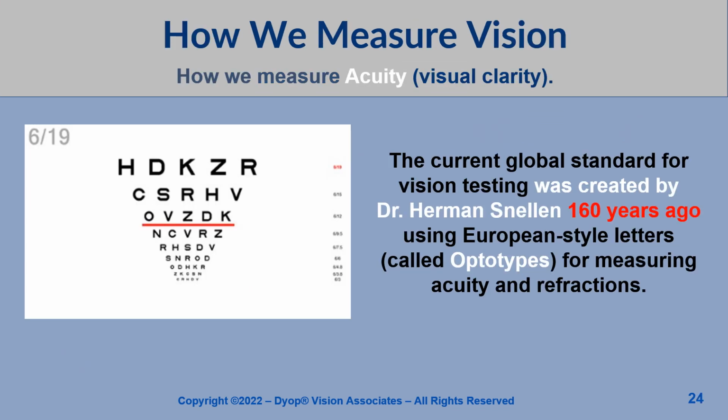The current global standard for vision testing was created by Dr. Hermann Snellen 160 years ago using European-style letters he called optotypes for measuring acuity and refractions.